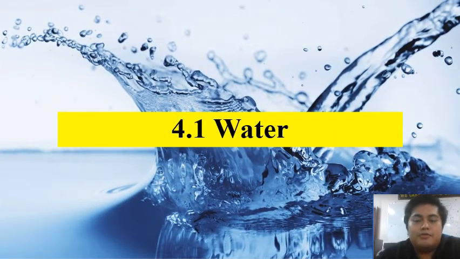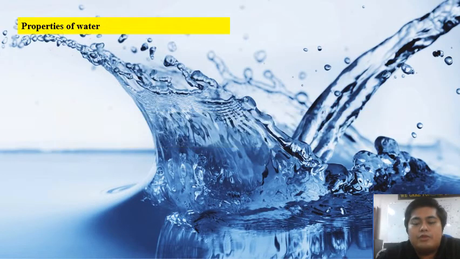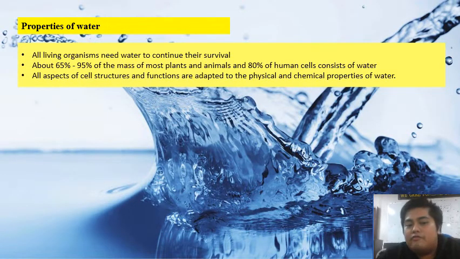water. Part 1 kita akan start dengan air dulu. So, properties of water. So, all living organism need water to continue their survival. Semua benda hidup perlukan air untuk kita survive. So, about 65 to 95% of mass of plant and animals and 80% of human cell are consist of water. So, all aspect of cell structure and function are adapted to their physical and chemical properties of water.